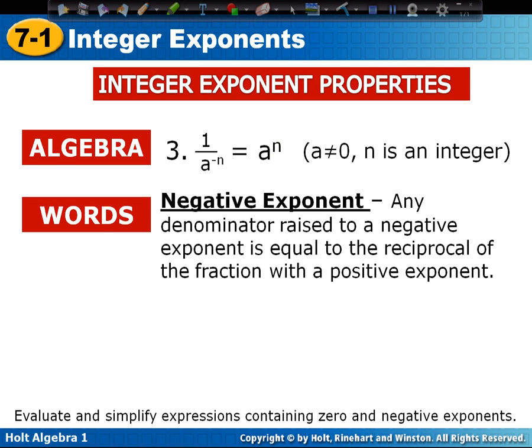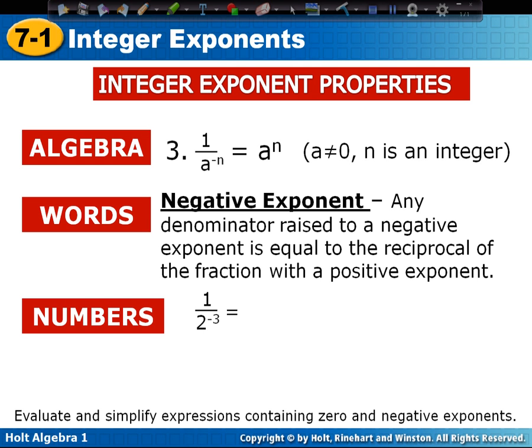Any denominator raised to a negative exponent is equal to the reciprocal of the fraction with a positive exponent. Again, it's basically the opposite of the last one. The last one, the exponent was negative on top, so we flipped it to the bottom to make it positive. Here, the exponent is negative. It's on the bottom of our fraction, so we're going to flip it back over to the top to make that exponent positive. Let's look at some number examples.